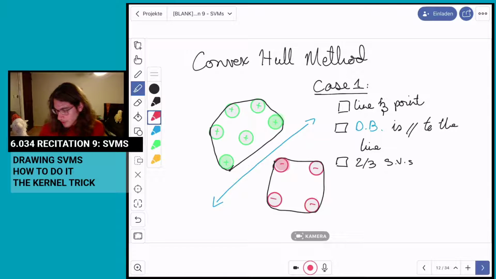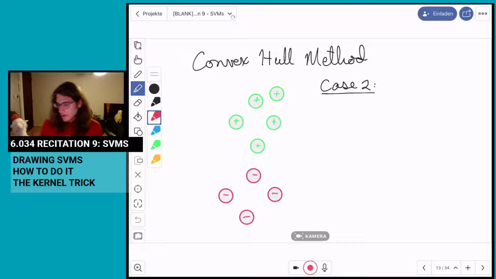Okay, on to the next case. So again, let me practice my convex hull method. I throw my hairband around these points.